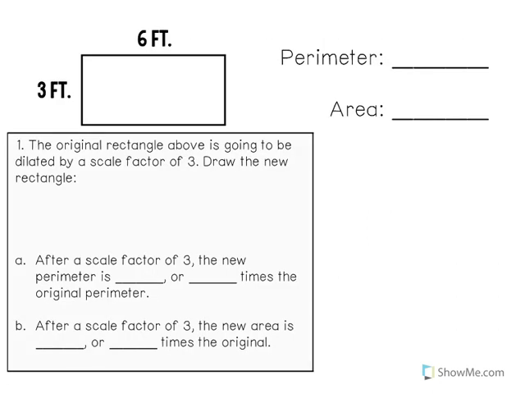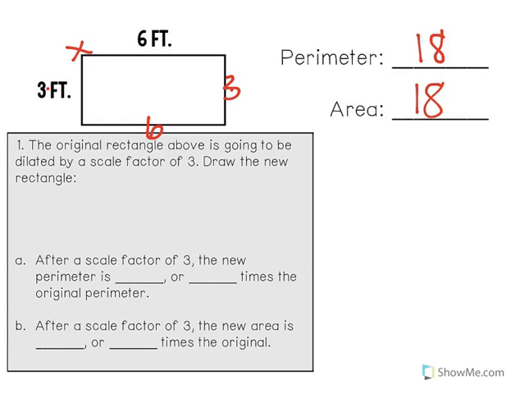Here we have a rectangle. We know that on a rectangle the opposite sides are congruent. So my perimeter is going to be 6 plus 6 plus 3 plus 3, which is 18. However, the area is also going to be 18, because length times width, 6 times 3, is 18.